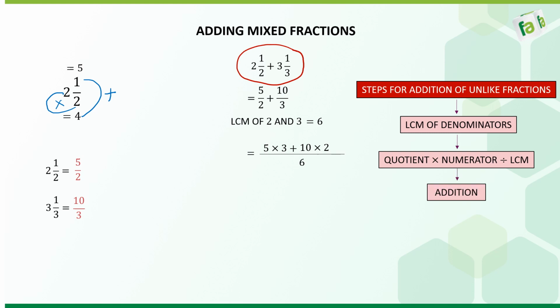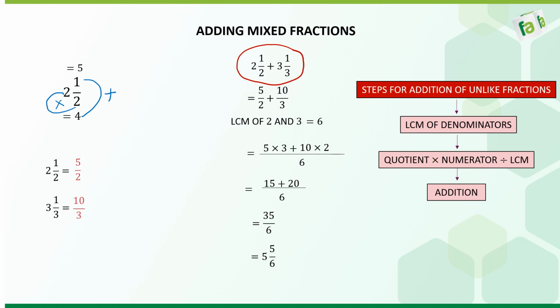Now we will add them. So 5 into 3 is equal to 15 and 10 into 2 is equal to 20. So we can write them as 15 plus 20 divided by 6, which is equal to 35 by 6. Let's change this improper fraction to a mixed fraction. This will give us 5 and 5 by 6.